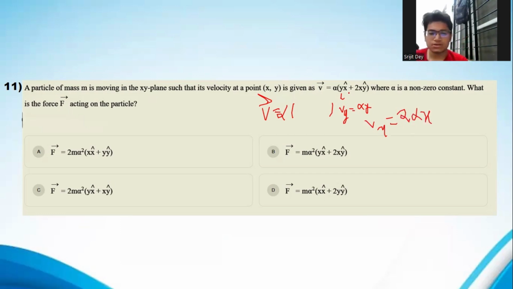So this is your Vx, and this is your Vy. Okay, I just missed the terms. So this is your Vx and this is your Vy. Okay, now when you are doing force, now what is force? Now if you know your velocity and your mass is given, so it's basically mass into acceleration. Now, but how will you find the acceleration?